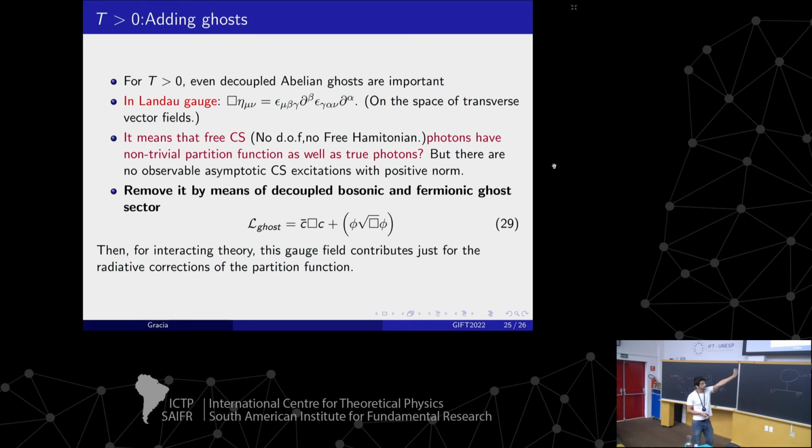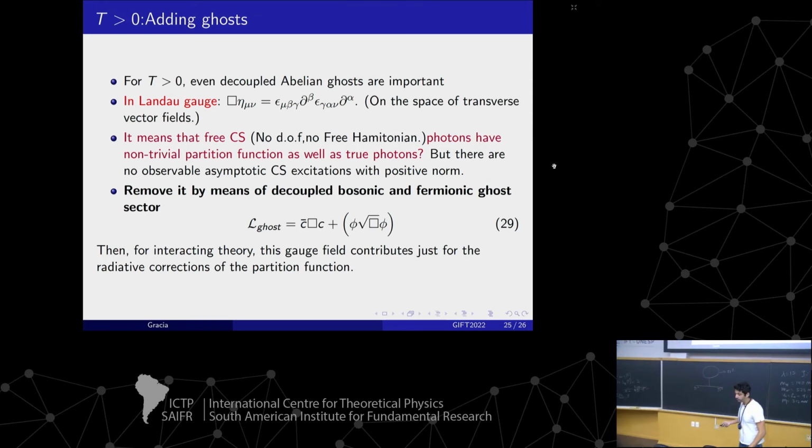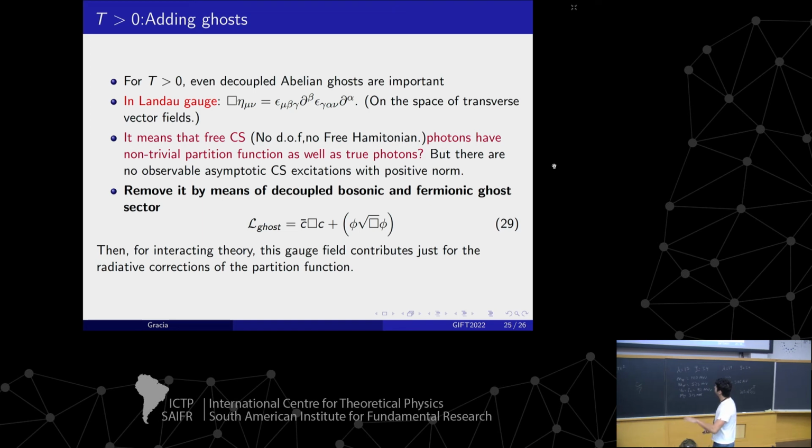With this extra bosonic ghost, apart from the Grassmann one, we have a trivial partition function for the free case. Of course, when it's interacting, there are some radiative corrections for the partition function, but not if we just consider free Chern-Simons, of course not.